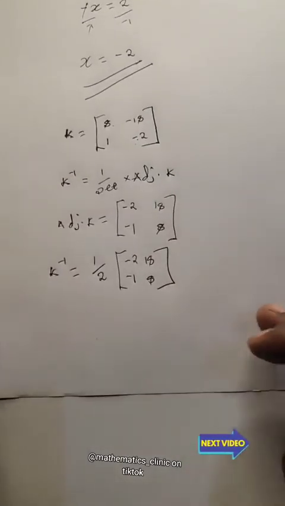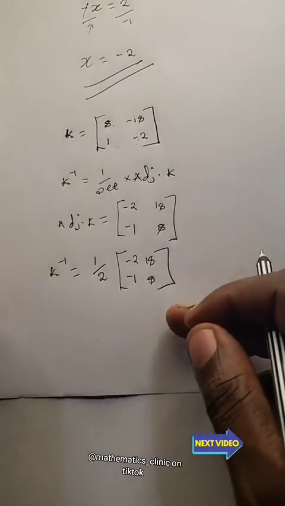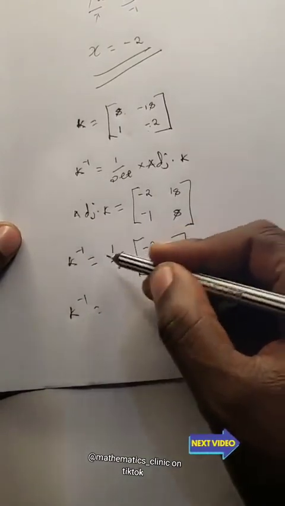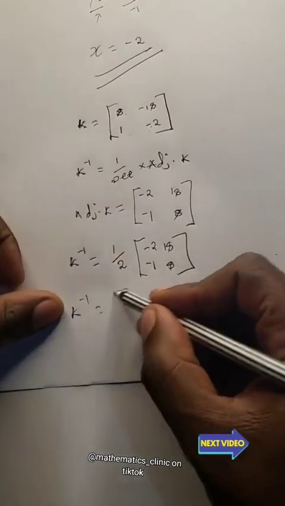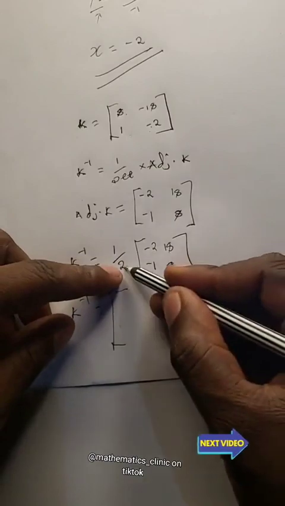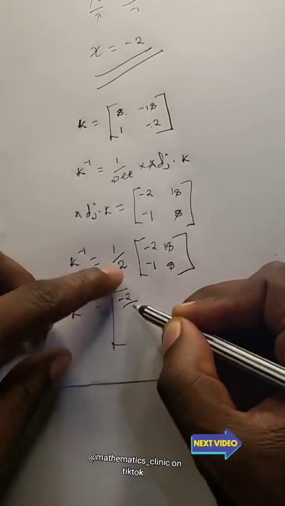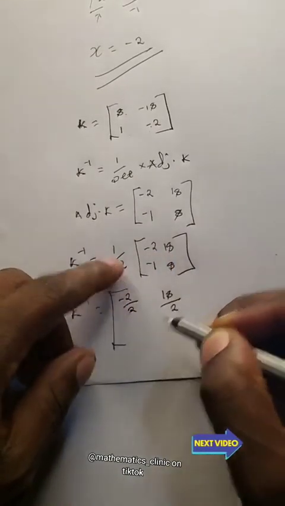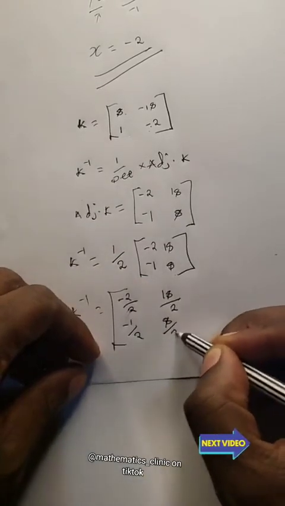Most people leave their answer right here saying that's it. No, this is not it. All right, so what we are going to do now is multiply half by everything. Since our numerator is always 1, we just put over our denominator throughout. So it will be negative 2 over 2, then 18 over 2, then negative 1 over 2, then 8 over 2, just like that.